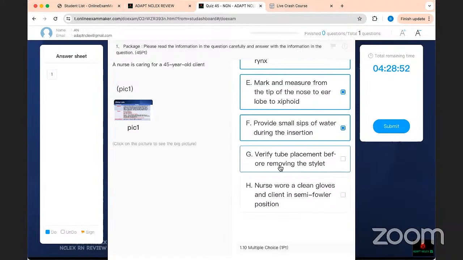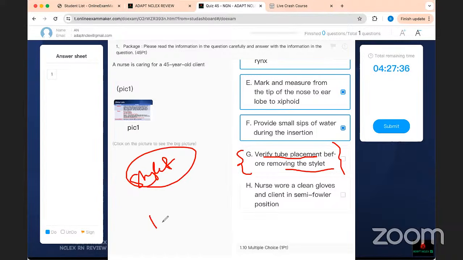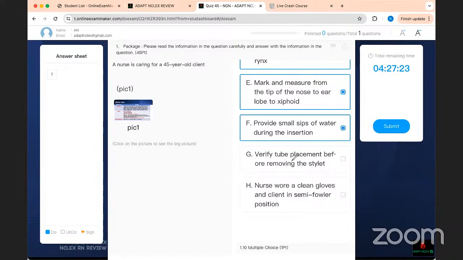Verify tube placement before removing the stylet. Of course, we're going to verify tube placement, but an NG tube has no stylet. Okay? It has no stylet. It is not a nasal jejunal feeding tube. It's not a feeding tube. We don't have a stylet. So this is designed as a trap to let people pick it. You see a verification and go for it, but you don't read everything. An NG tube does not have a stylet.